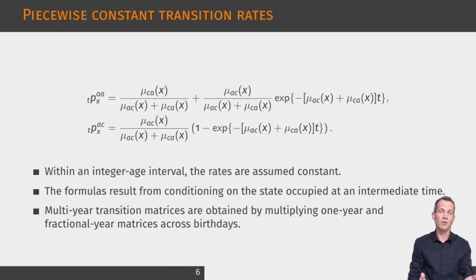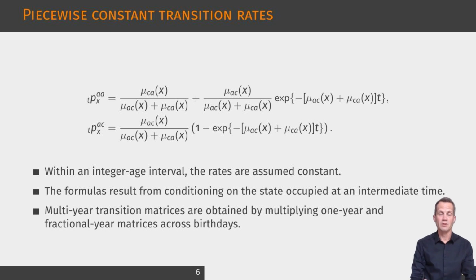The formulas shown on the slide are obtained under the assumption stated in equation 4.1. Both transition rates are constant within each integer age interval. This assumption is very common in actuarial modeling because observed data are often organized by integer ages. It allows continuous time transition probabilities to be reconstructed from annual rates in a tractable way.